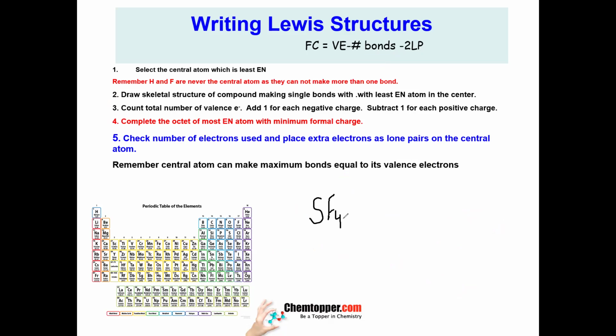Central element, skeleton. And remember, fluorine cannot have more than one bond. So fluorine is always with one bond, try to recall. This is the skeleton. Count the total valence electrons.